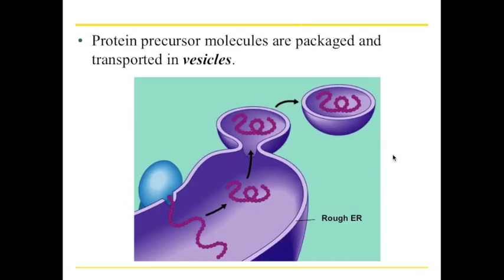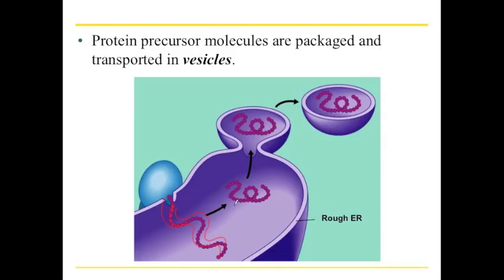Now, once the protein precursor molecules are made, then they can be packaged and transported. So here is shown a protein precursor. That's a protein, and you may remember those are all the little amino acids, the pearls on a string kind of thing, but they're not folded yet. They're literally just a necklace that's flexible. It doesn't have a three-dimensional structure yet.